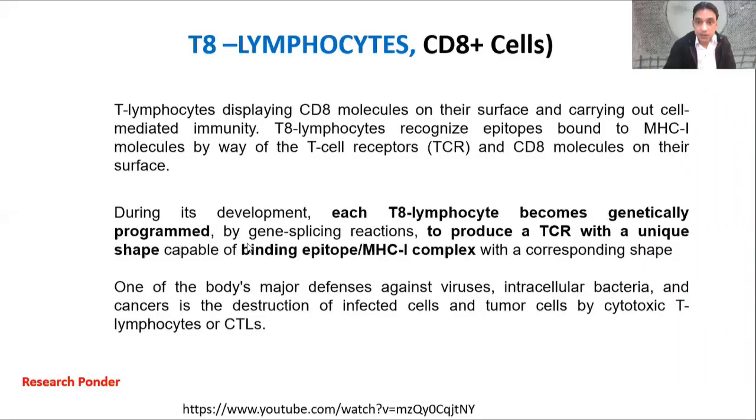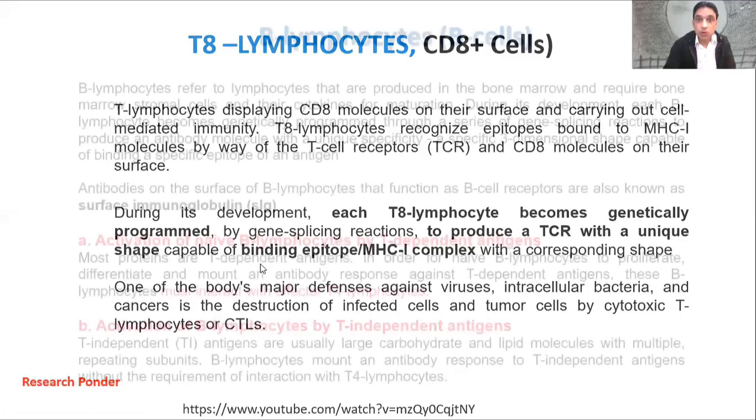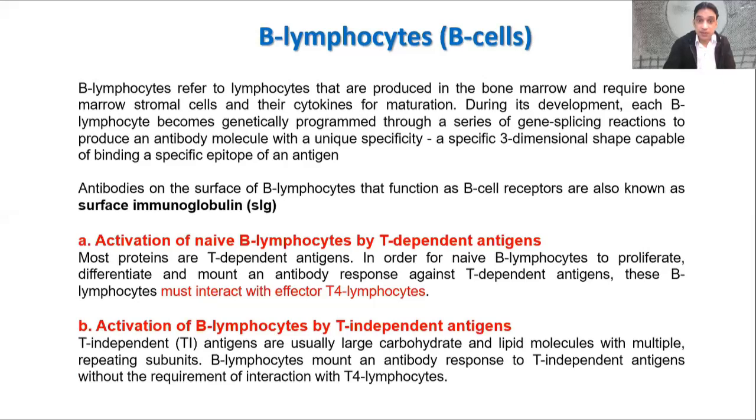Here we go. If you can see my screen once again, I am going to talk about the beta cells. The beta cells, beta lymphocytes, are produced in bone marrow. They mature in the bone marrow. Their job is to do a lot of things. The primary job which we remember about the beta cells is that they convert into plasma cells, and plasma cells produce antibodies. That's something which we know.